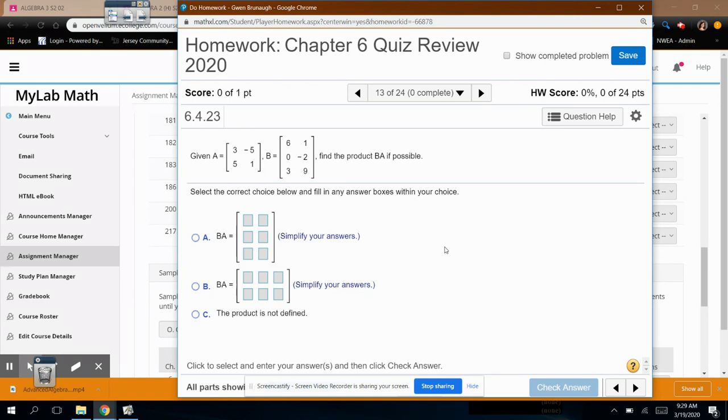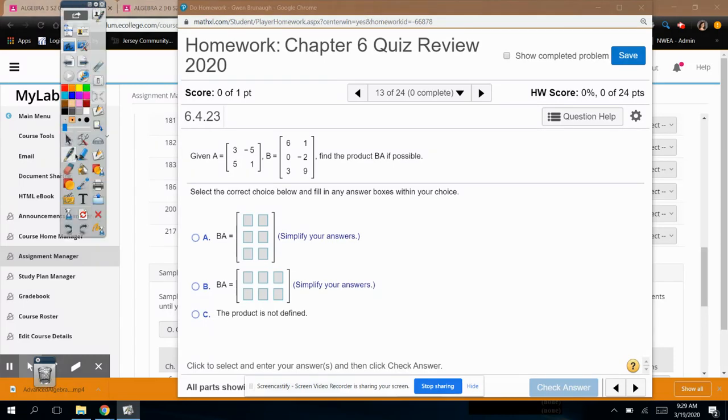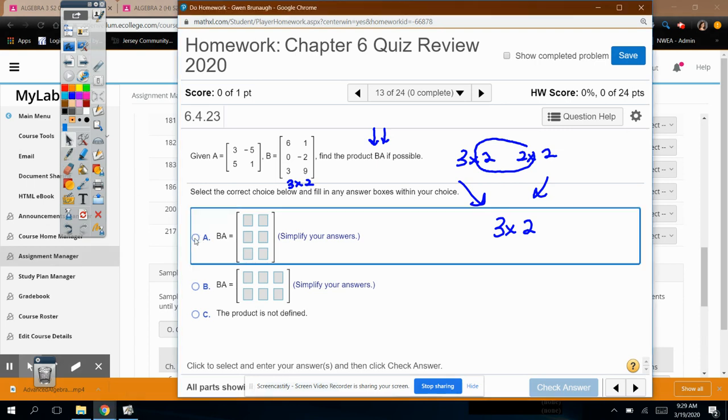So, turn on my slate here. Okay, we are going to find the product B times A. If you remember, for multiplication, not all matrices can be multiplied. We have to check them first. B is on the left, A is on the right. So what size or dimension is B? This is a 3 by 2. So B is a 3 by 2, A is a 2 by 2. Can they be multiplied? We circle and check. The answer is yes, and the answer will be a 3 by 2.